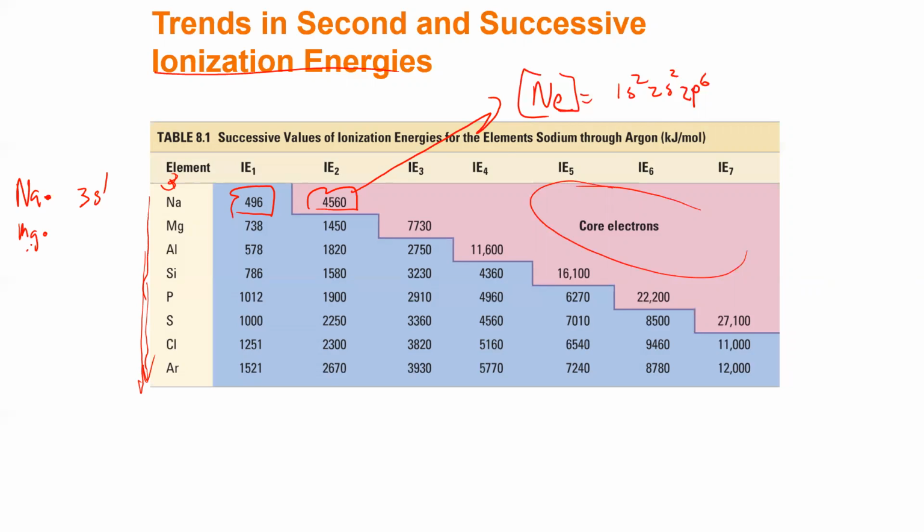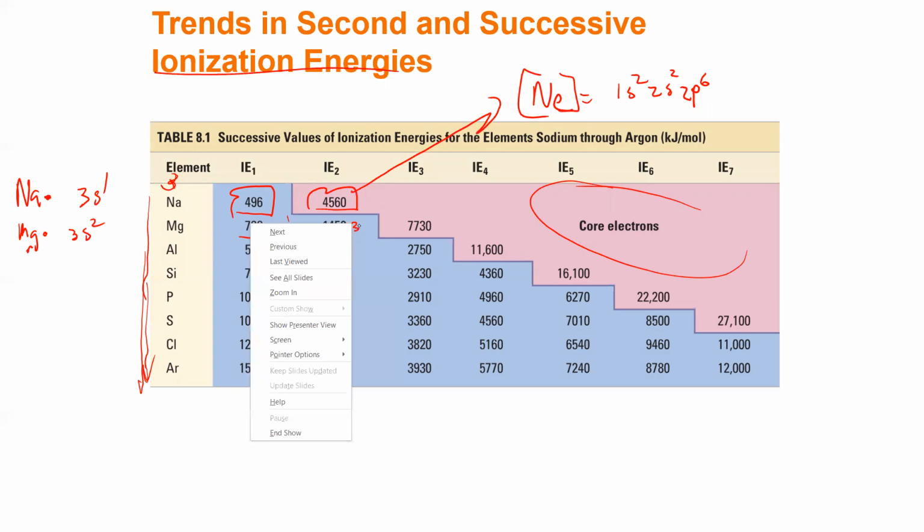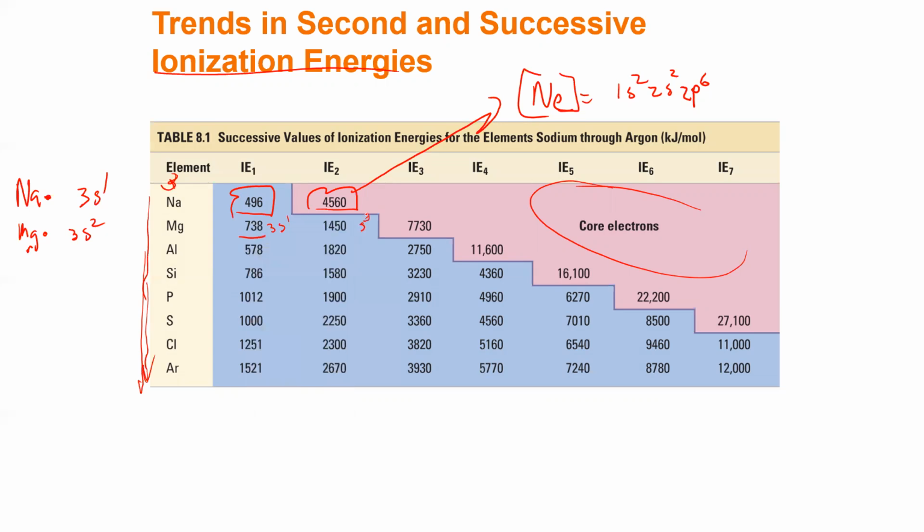So this would make it a 3s1, like I said, if I remove this. But once I remove this one, now the 3s is gone, and I'm happy because I have a 2p6 configuration like neon. But to remove a third electron, because now these two are gone, I'm in that core electron, that noble gas configuration, it skyrockets.